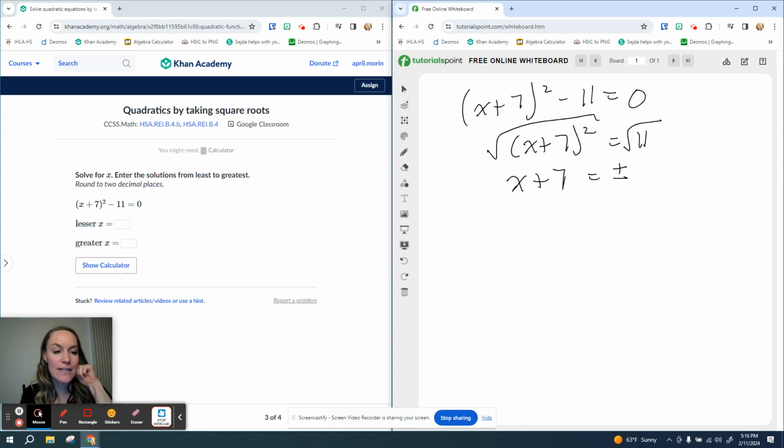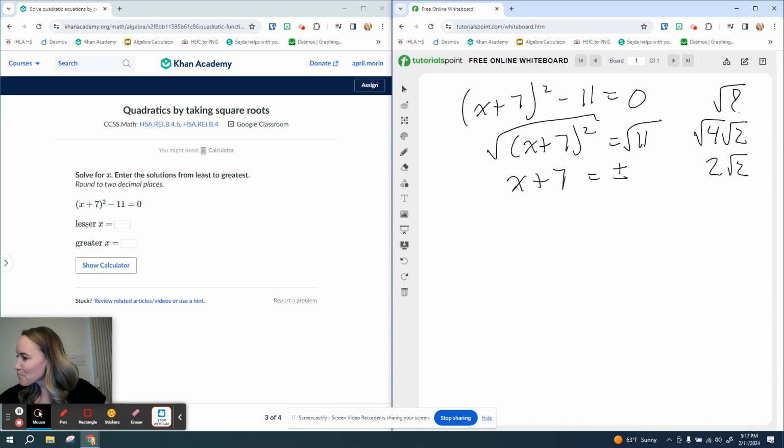I can't, like if it were 8, right? 8 is not a square, but it has a factor that's a square, so I could split that up. If it were the square root of 8, I could split that up into the square root of 4 and the square root of 2. And the square root of 4 is 2, so then I have 2 root 2. Do you remember when we were doing that before? But with the square root of 11, 11 is prime, so I can't really simplify it.